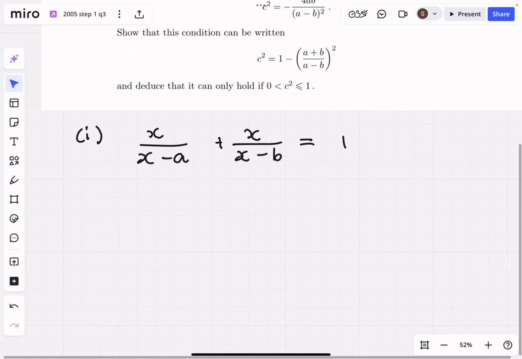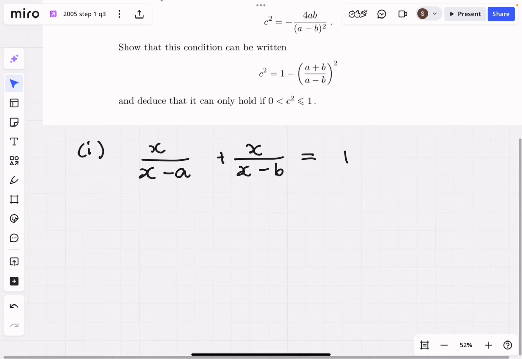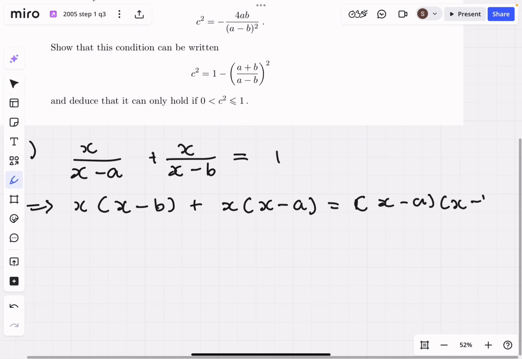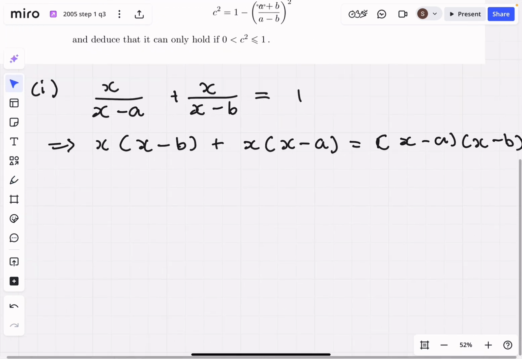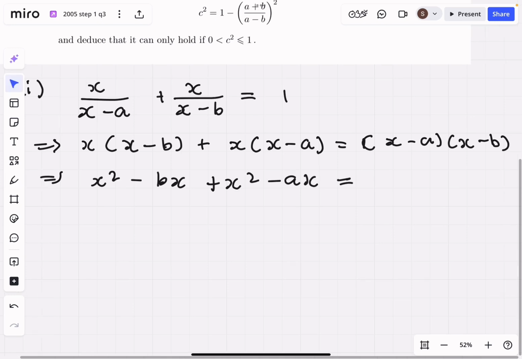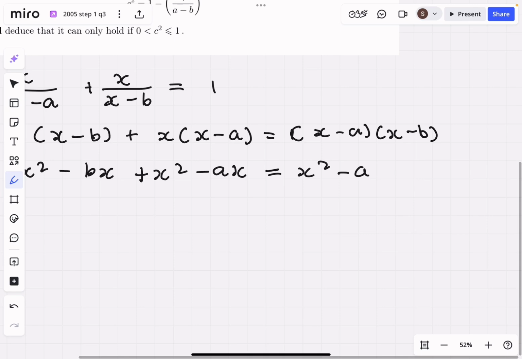Now my first instinct is to multiply on both sides by (x minus a)(x minus b). This implies x(x minus b) plus x(x minus a) equals (x minus a)(x minus b). And then I expanded on both sides. So x squared minus bx plus x squared minus ax equals x squared minus ax minus bx plus ab.